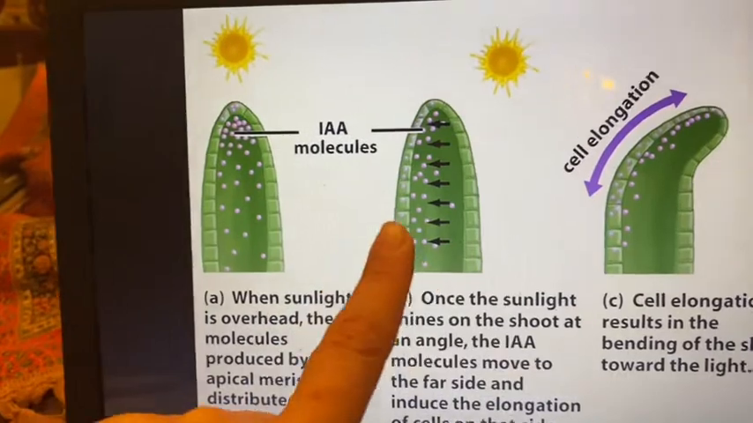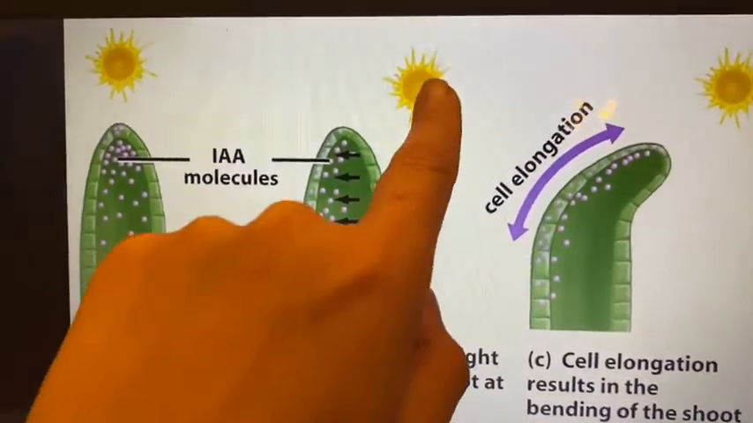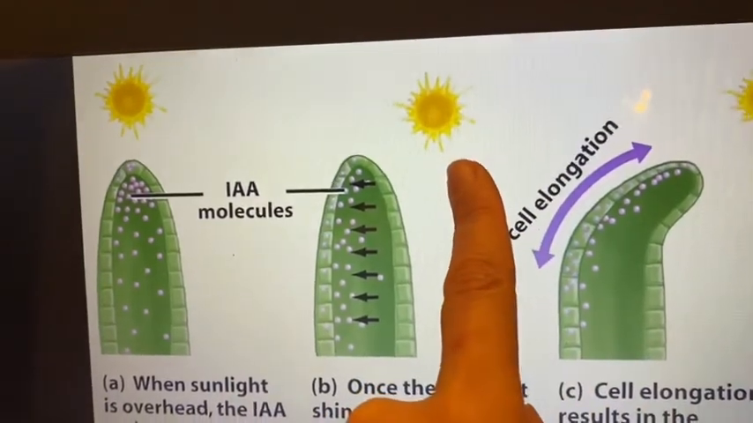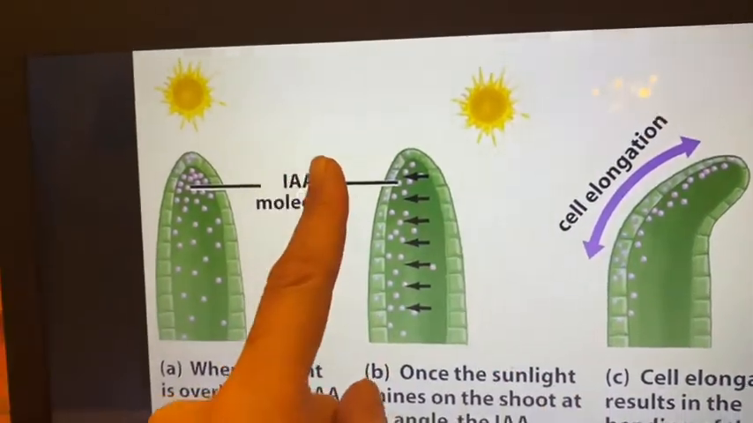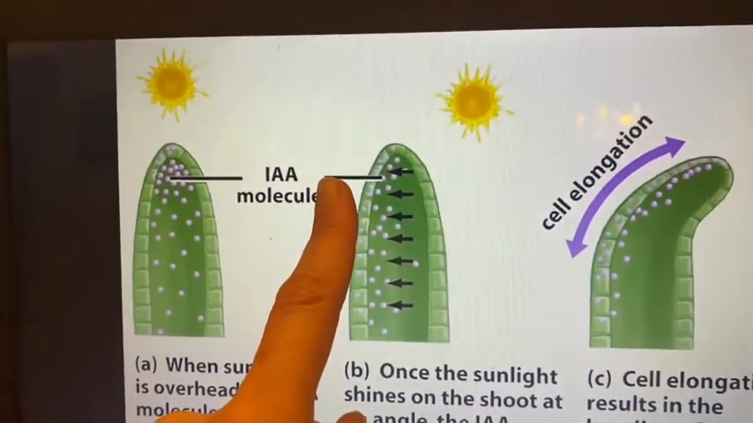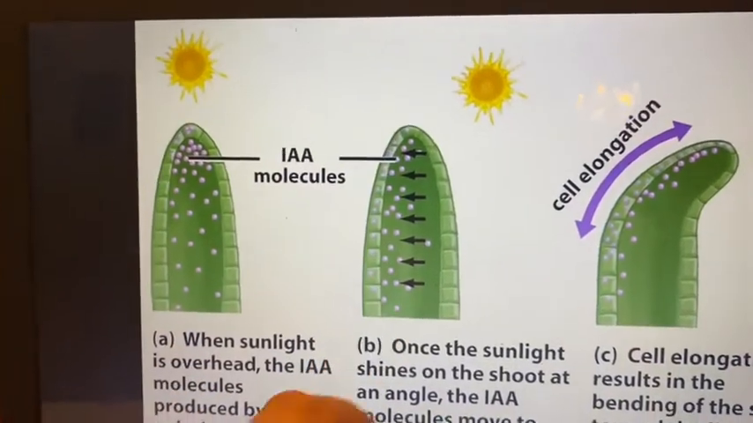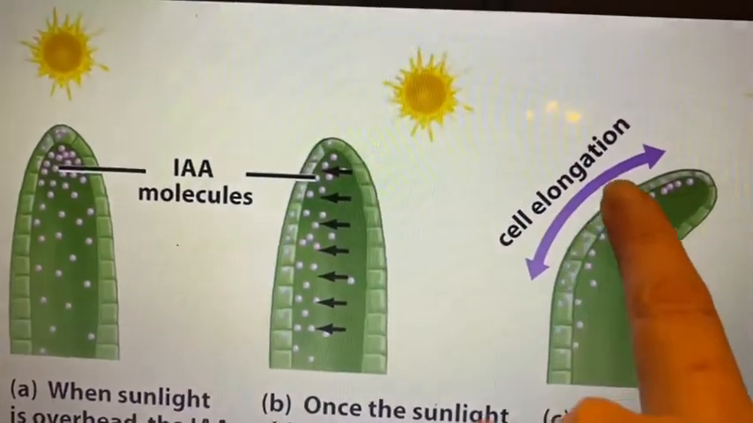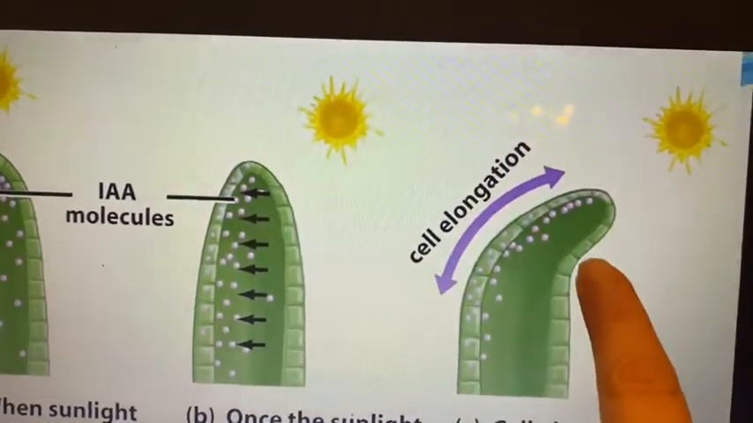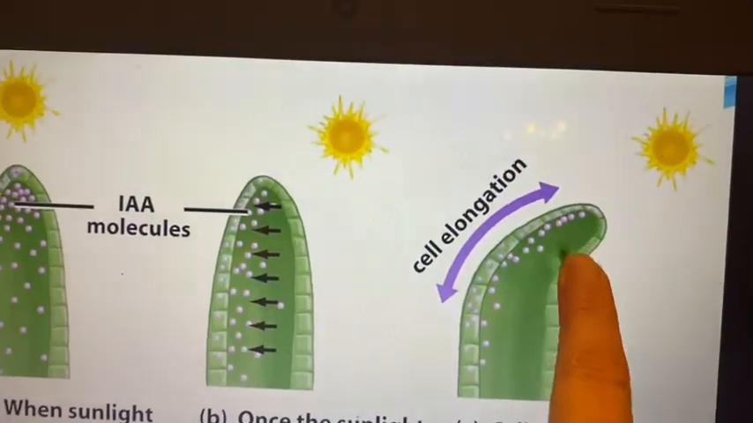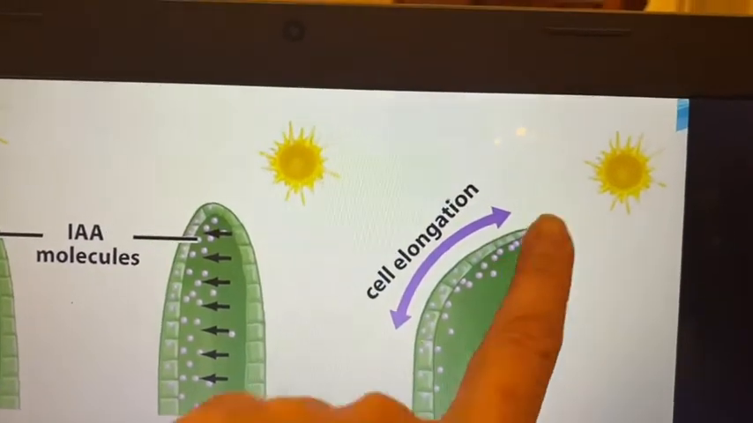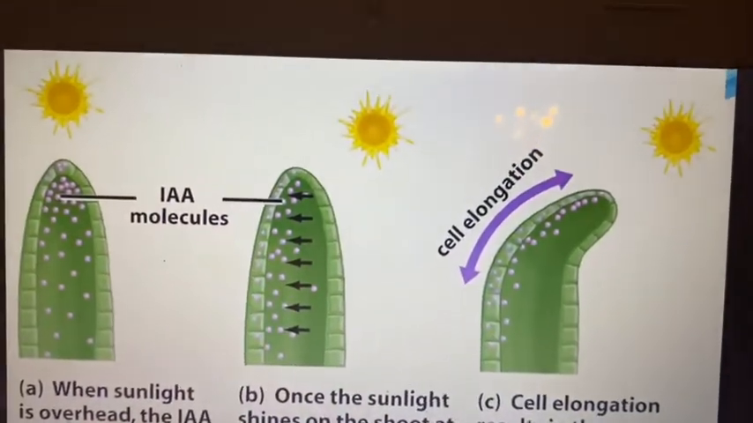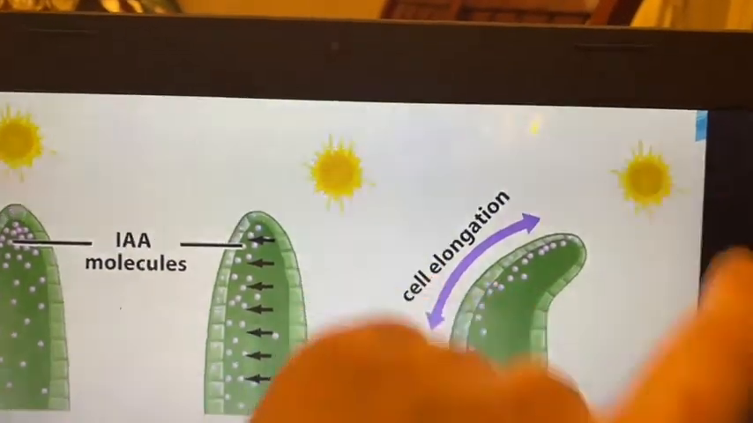Okay? On the other hand, if the sun is on the side, for example, on the right side, the auxins will go to the shaded part. So it will go to the opposite part. And what does it cause in the shoot system? It causes the stem or the cells to grow faster. So this part will grow more, while this part will grow less. That's why this shape will happen to the stem, because it turns to the sunlight.